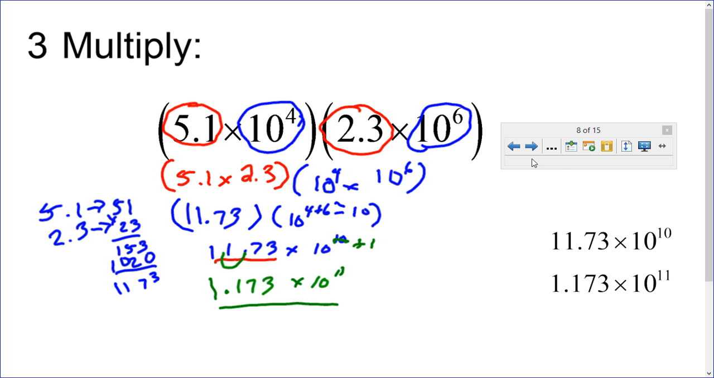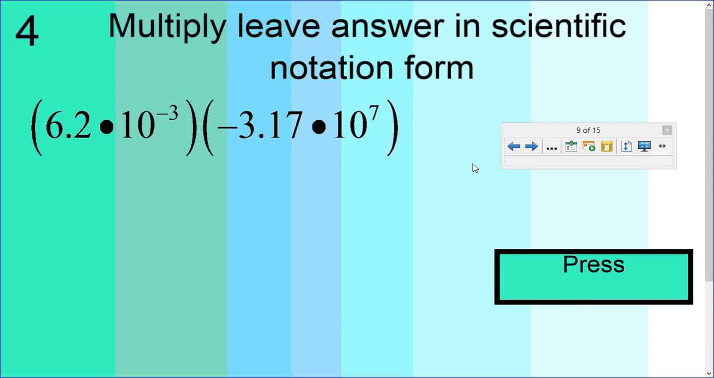Okay? All right, so here's a problem for you to try on your own. Multiply and leave in scientific notation form. So you have 6.2 times 10 to the negative 3 times negative 3.7 times 10 to the 7.